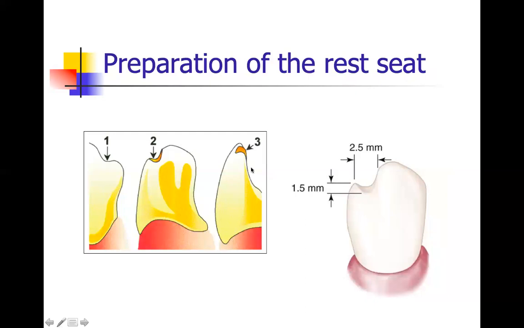The incisal rest seat should be approximately 2.5 millimeter wide and 1.5 millimeter deep so that the rest will be strong without having to exceed the natural contour of the incisal edge.